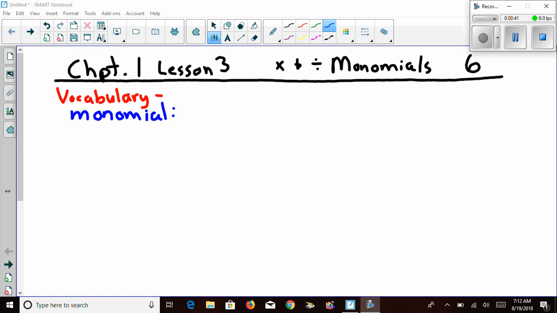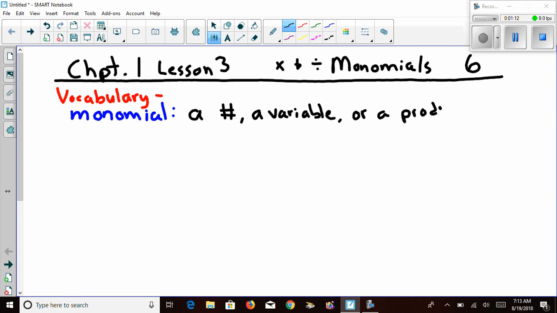We're going to first talk about a monomial. A monomial is a number or variable or a product, meaning they're being multiplied, of a number and a variable. Or variables. It can be more than one.